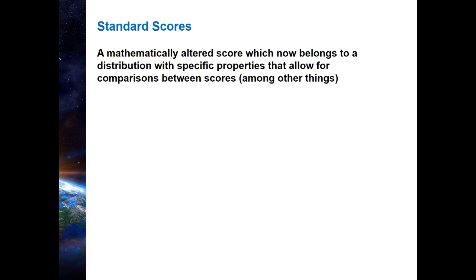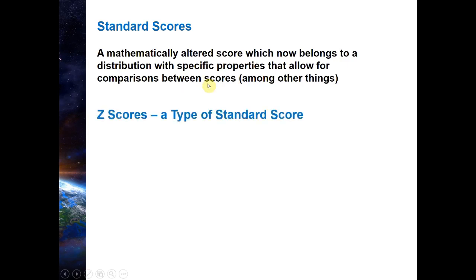It depends, among other things, on sample size, and I'm not going to get into that just yet. So you've altered the score mathematically, and it belongs to a new distribution. That new distribution has a set of very specific properties, and it's because of those properties that we can compare one score to the other, to see which score really is best.